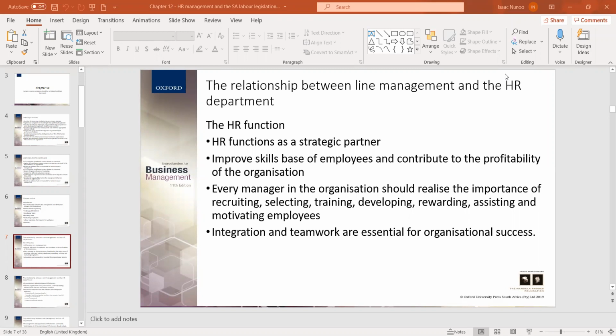Not just as a strategic partner to an organization in terms of how to identify professionals who have the needed skills, specialists are fundamental in terms of the businesses that we are running. They tend to improve the skills base of employees and contribute to the profitability of an organization, and they give accountability in terms of how people are performing and how skills are being maximized.